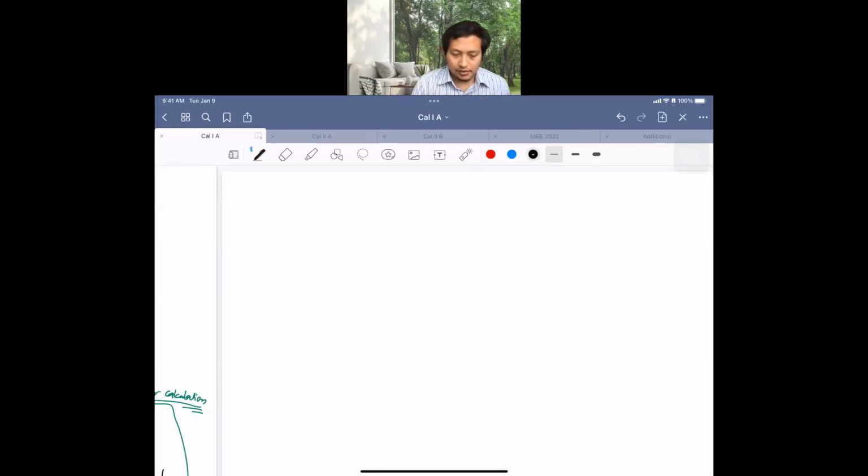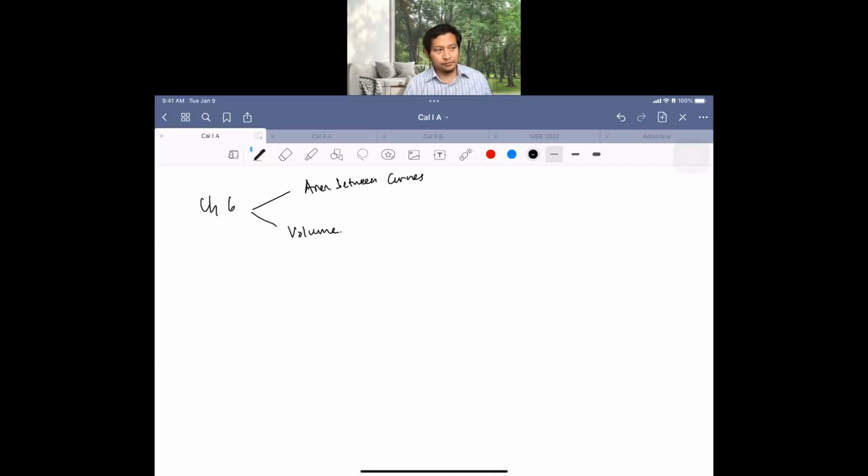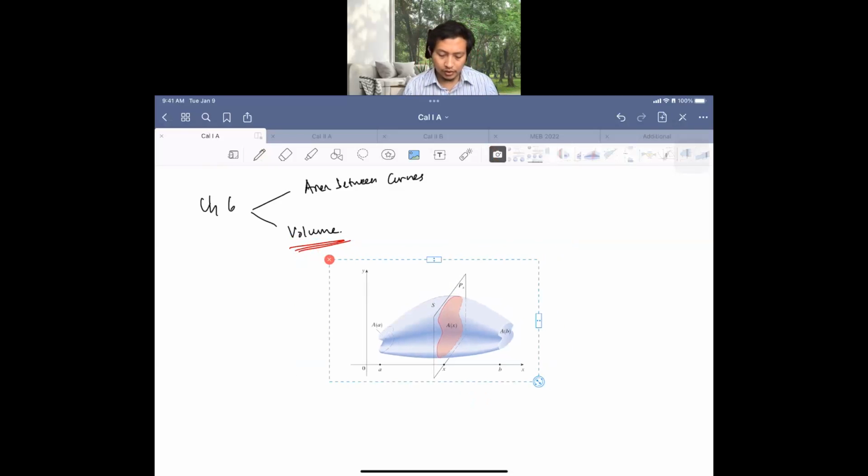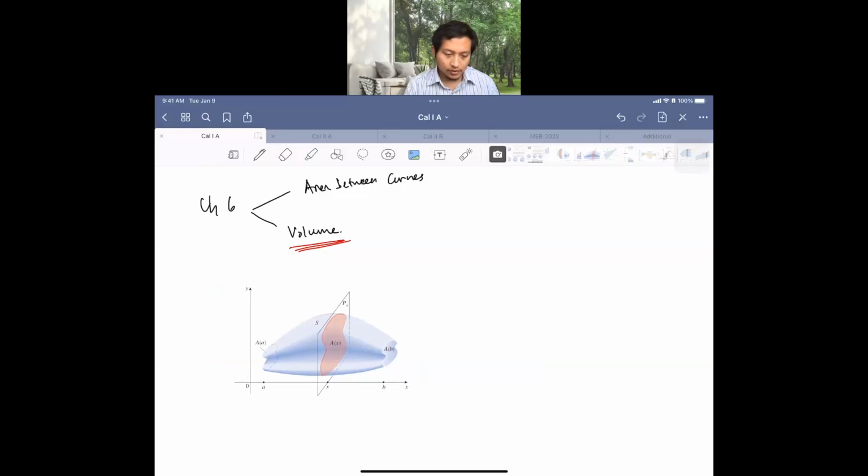So chapter 6 mainly speaks about the area between curves and volume. Okay, now we will move to the second part of chapter 6. This will be about the volume. So for volume, we start by looking at this.